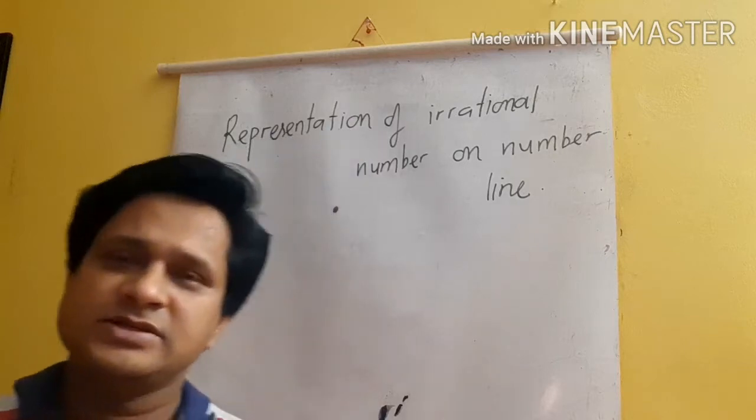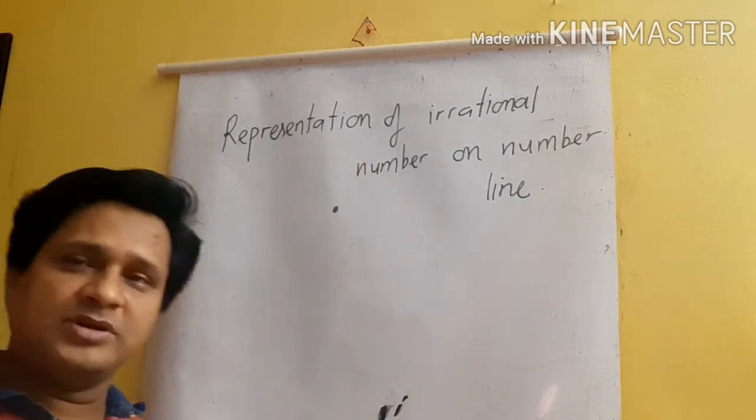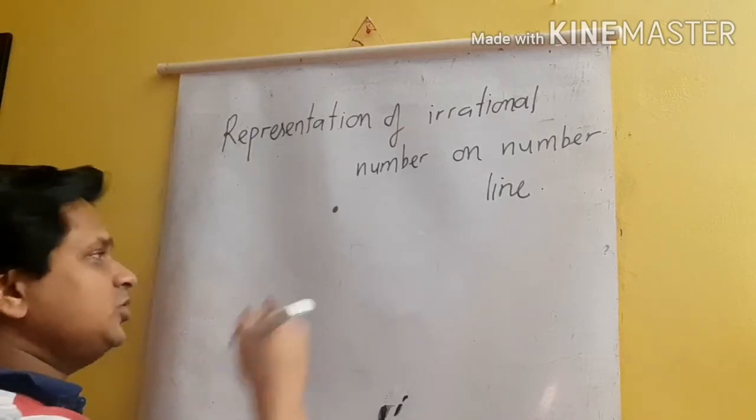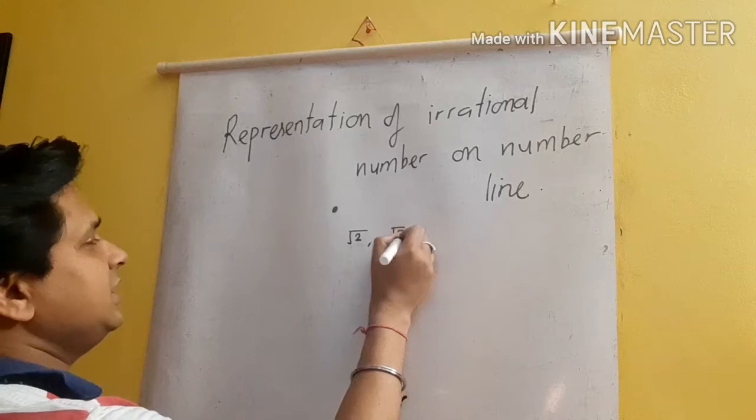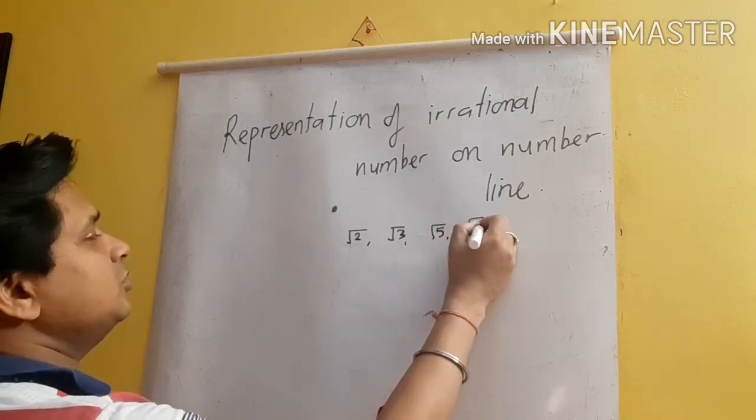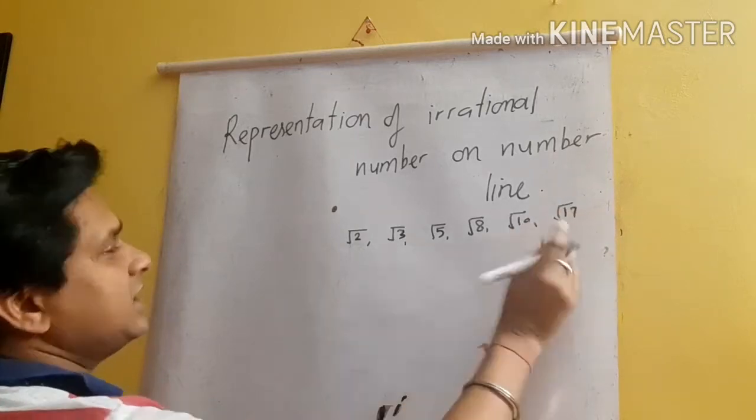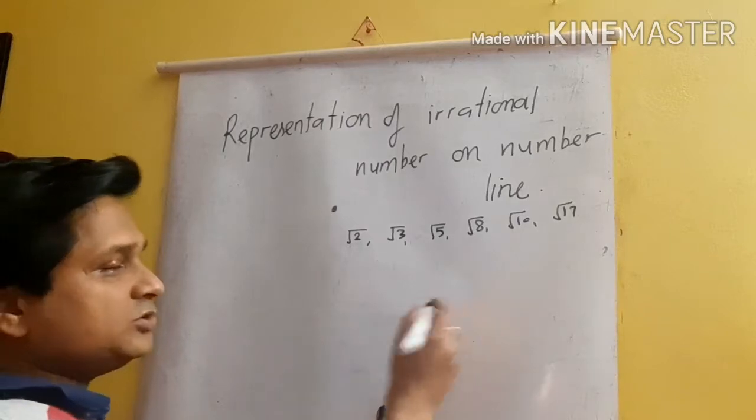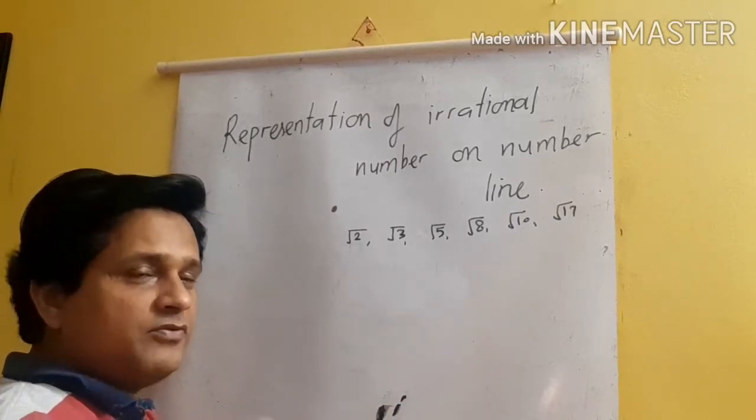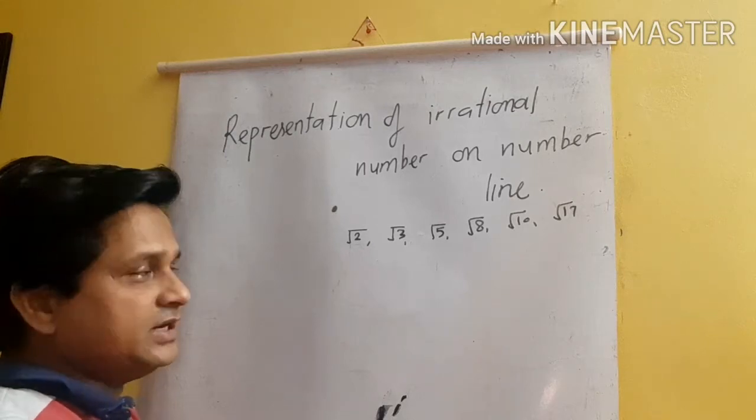So children, in this lecture we will study how we can represent irrational numbers on the number line. I just told you irrational numbers mean root 2, root 3, root 5, root 8, root 10, root 17, and so many numbers that you have to represent. I just want to tell you some important points. If you understood these points, then you can very easily represent them on the number line.